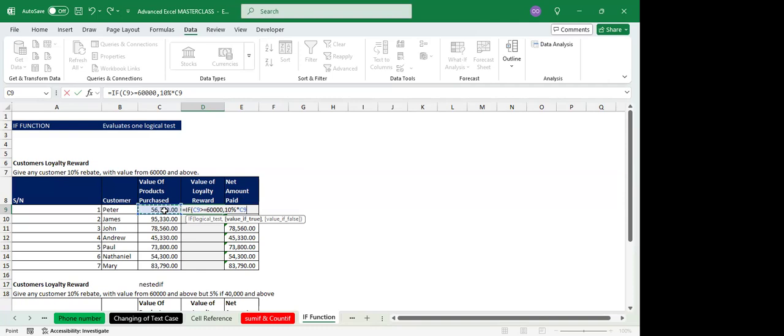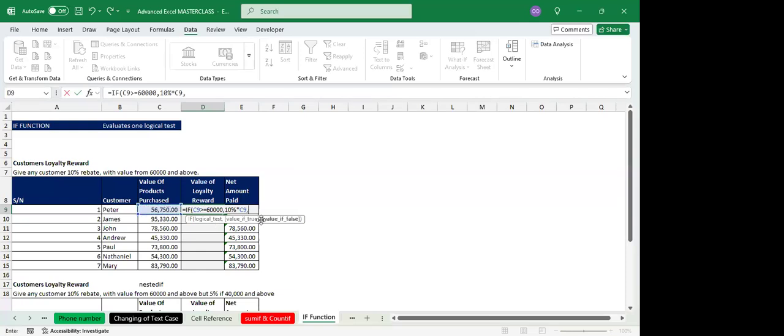Yes, sir. So if he buys up to or more than 60,000, then the value if true is: give him 10% of whatever he buys, which is 10% of C9, because this is the cell that talks about what he buys, right?